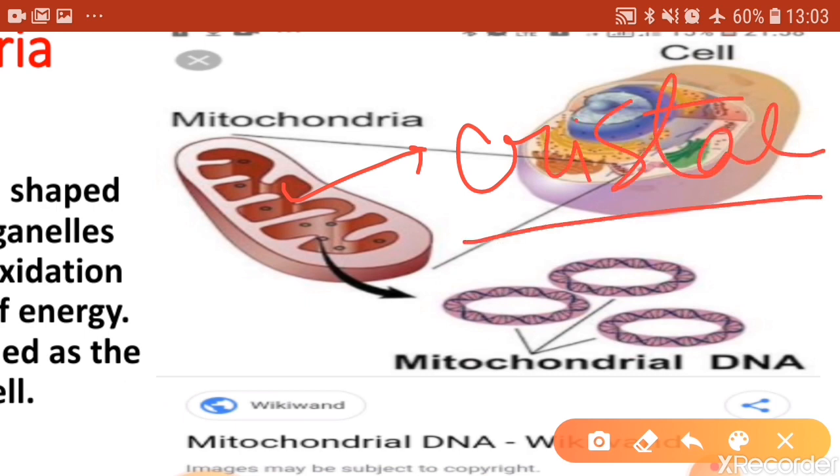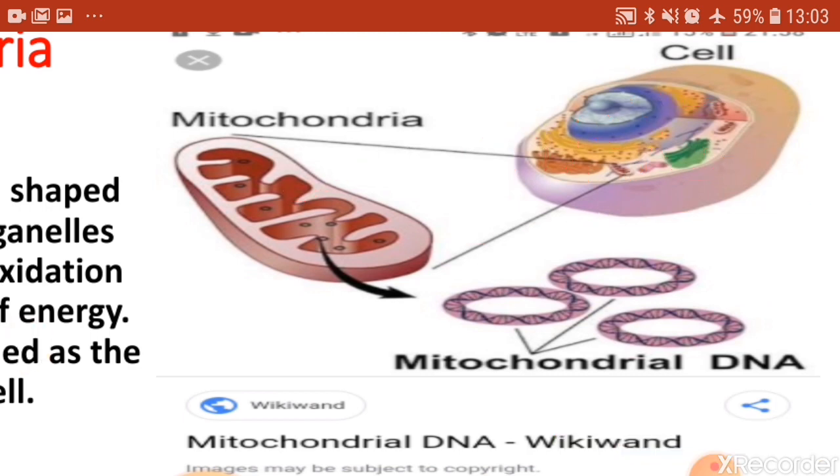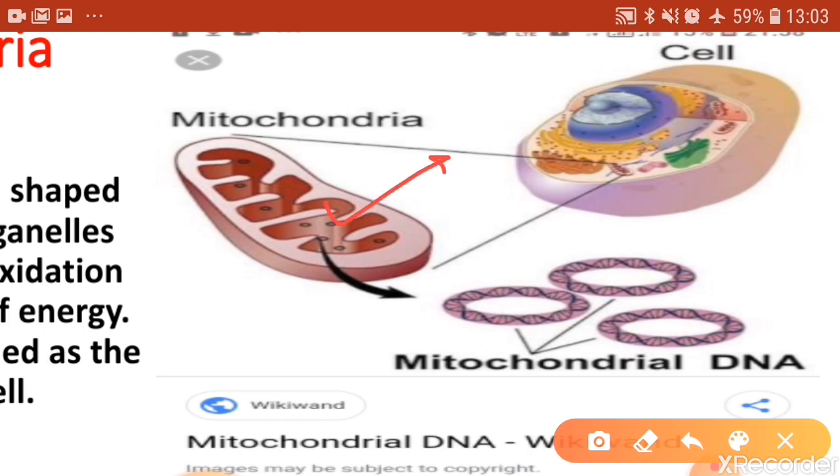Now this folding of the inner membrane into cristae increases the total surface area for ATP generating biochemical reactions. These foldings are membrane surfaces which have those ATP generating particles called F1 particles, over which ATP, that is adenosine triphosphate, is generated. That's called the energy currency of the cell.